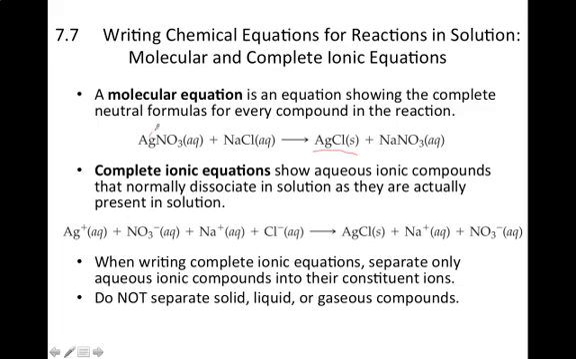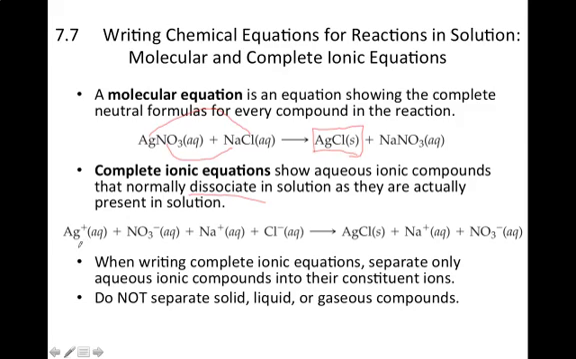Notice what we did here. We just swapped partners and said silver chloride and sodium nitrate. Silver chloride, based on the solubility rules, is a solid, so that is a reaction. Sodium nitrate is aqueous, so those will just be hanging out in solution as spectator ions. We write a complete ionic equation showing aqueous ionic compounds that normally dissociate in solution as they are actually present in the solution.